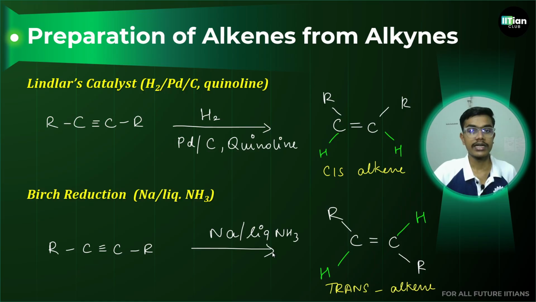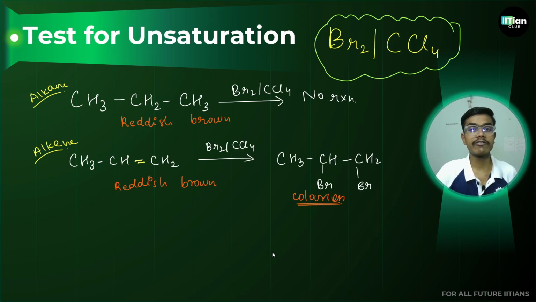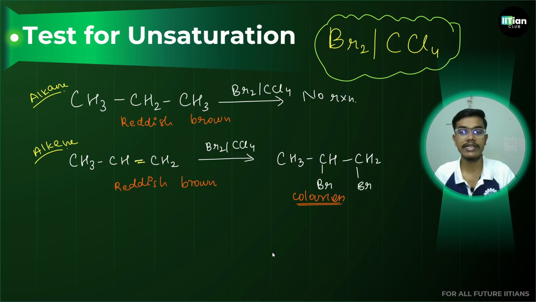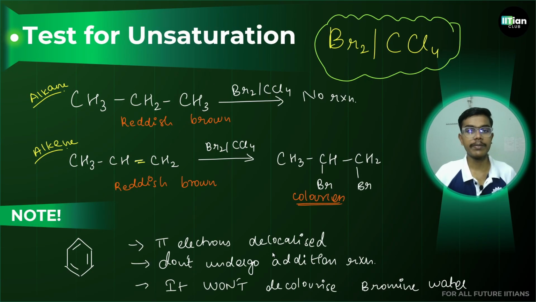Next, we have the test for unsaturation. Here we will be using Br2 in CCl4, and you can see that when there is unsaturation, that is in alkenes, this will be decolorizing the reddish brown to colorless. But in case of alkanes, there is no reaction and hence the color remains the same. You should note that benzene, although it has pi electrons, they are delocalized and hence it does not go through an addition reaction and it won't decolorize bromine water.